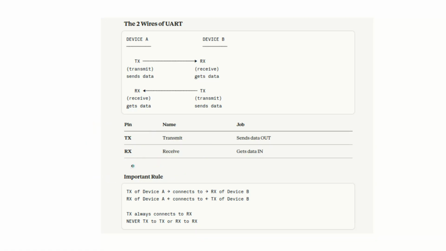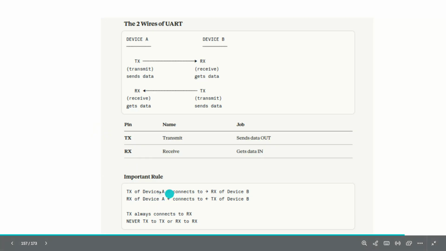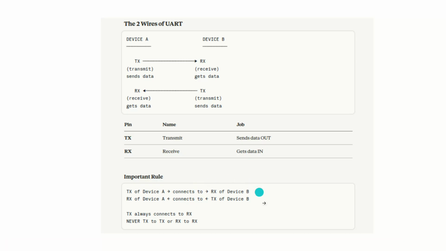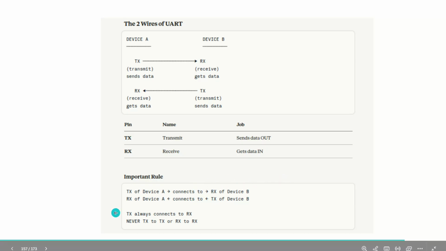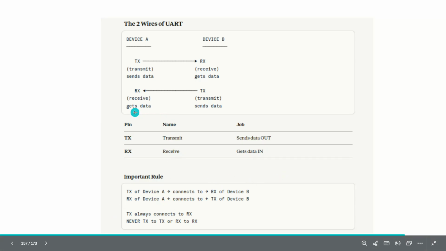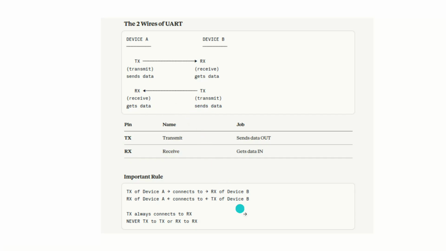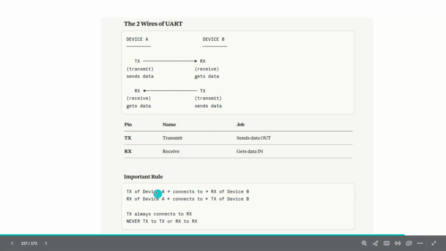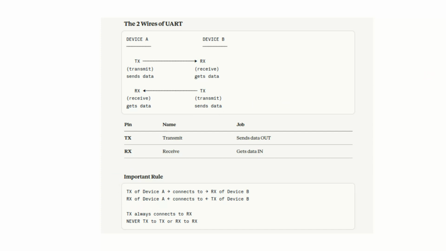Fine. Now if you see, TX of device A connects to the RX of device B, that's the rule, and RX of device A would be connected to the TX of device B, like that. TX should always connect to an RX. TX to TX and RX to RX is not possible. TX should always connect to an RX.